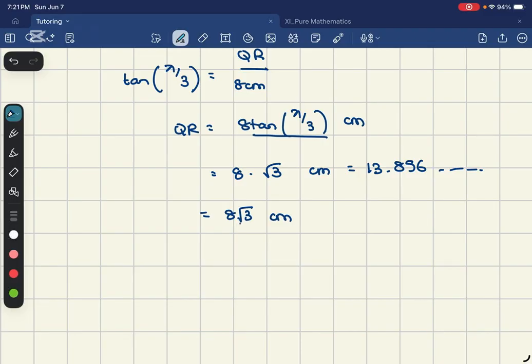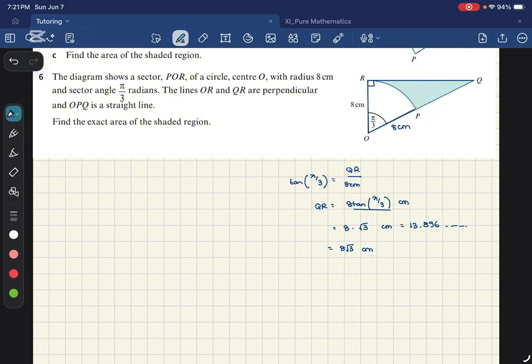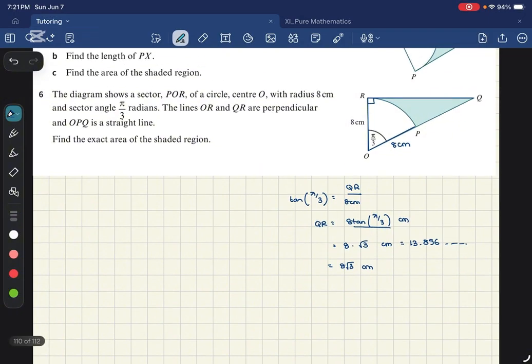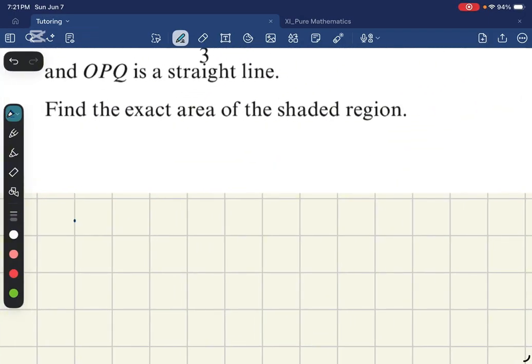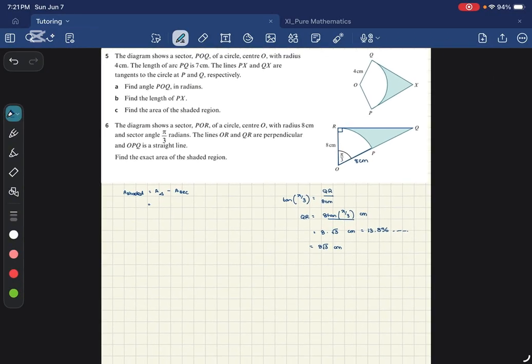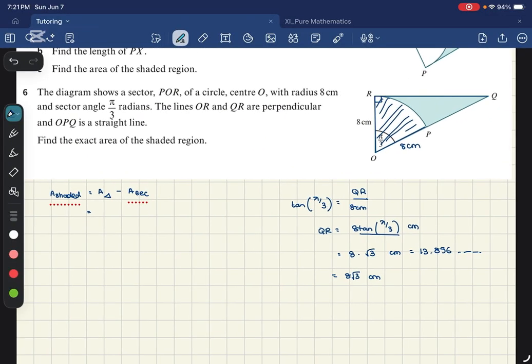So I prefer to write it as 8 root 3 for now. 8 root 3 centimeters. All right, so now the area of the shaded region is going to be the area of the triangle minus the area of the sector, if you think about it, right? So you find the area of the whole triangle and you take away the area of this sector, this pizza-like shape. All right, so what is the area of the whole triangle?